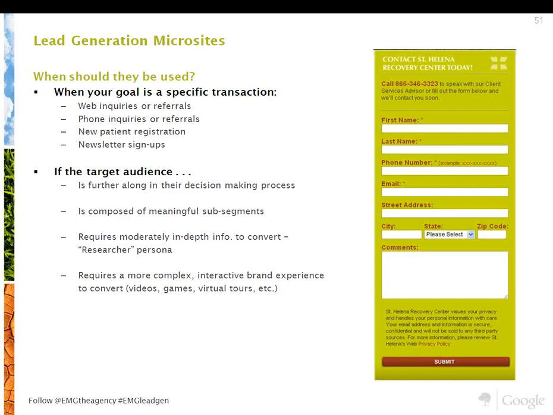It's composed of meaningful subsegments, meaning your website has multiple pages that give them a lot more information. It requires moderately in-depth info to really convert that researcher persona, someone who needs a lot more information to convince them that this is the right institution, the right hospital, or the right doctor that they want to see. So it requires more effort and more complex interactive brand experiences, such as including videos or virtual tours. It operates very similarly to your regular website, except the goal is lead generation, so information is concise and to the point.